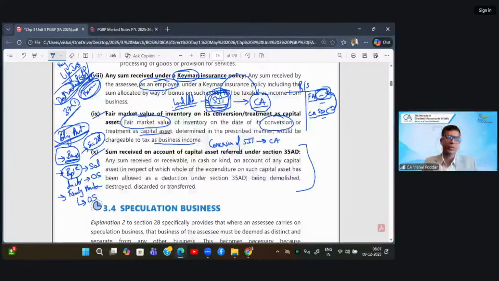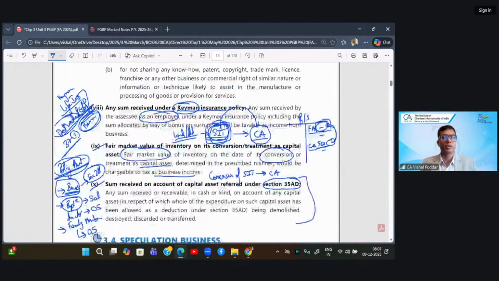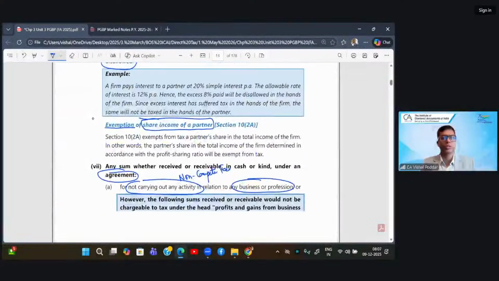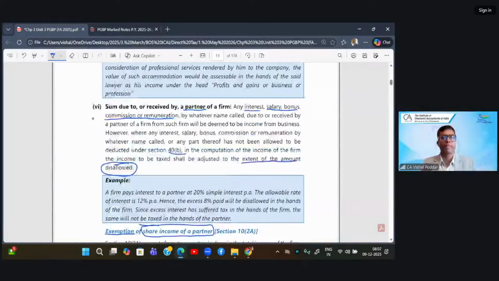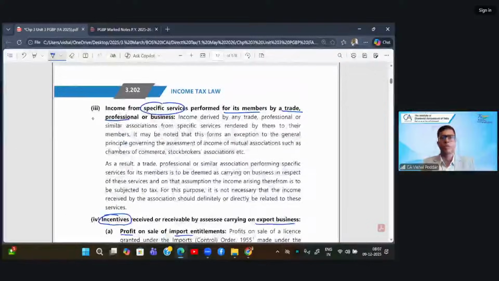So this is a special point, students, which you should keep in mind. Again, very important for MCQ type questions. So in this section 28 list, I have kept two things pending because they are connected with some other section. This is one, the section 35AD item. And one more item somewhere I had kept.